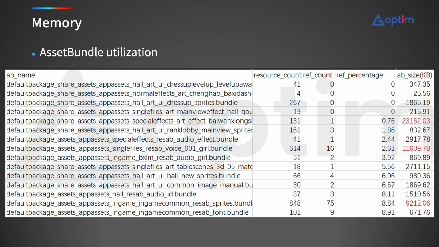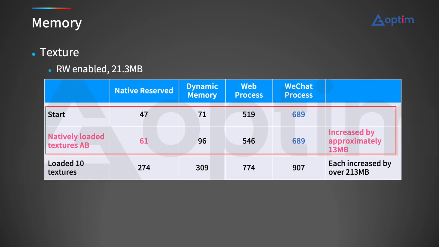This allowed us to compile a clear statistical table that supports our optimization efforts for AssetBundle memory usage. Next, let's look at texture handling.